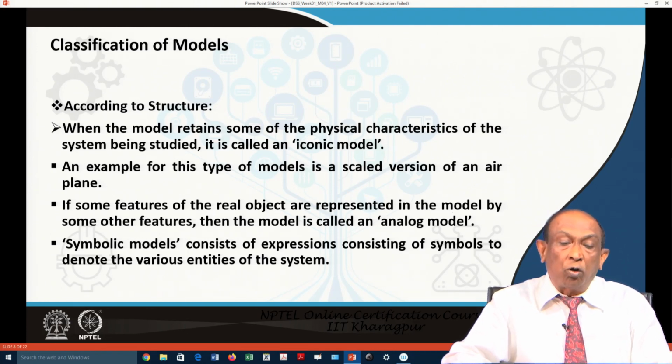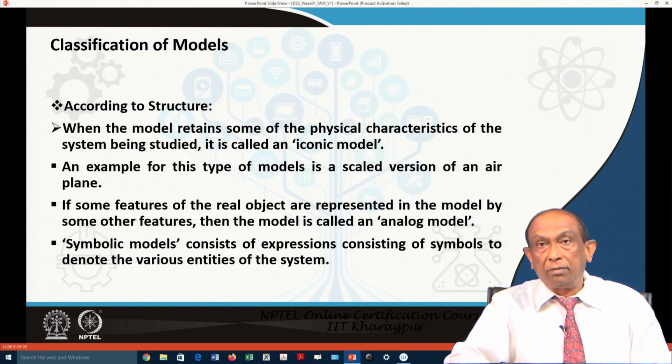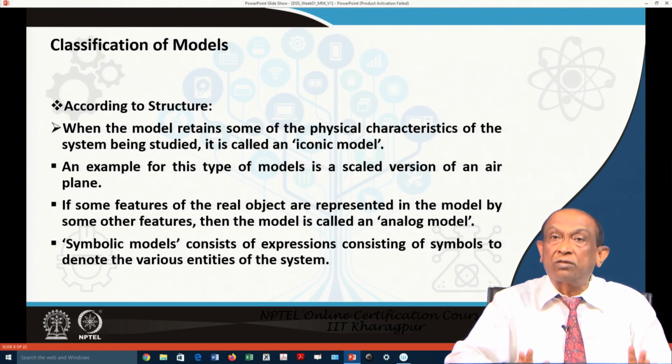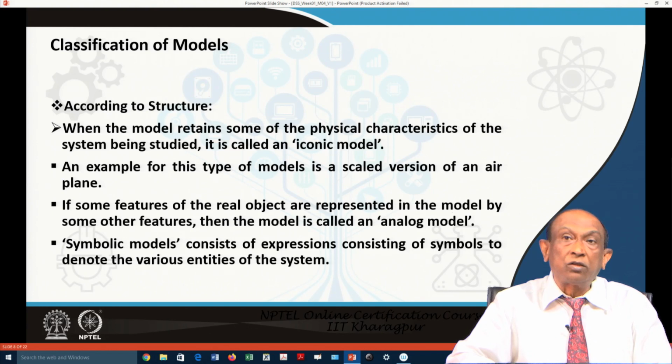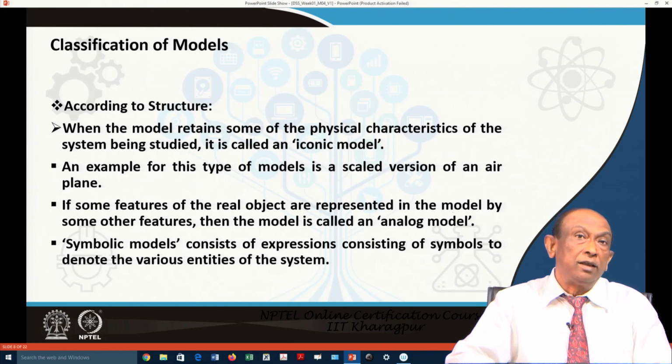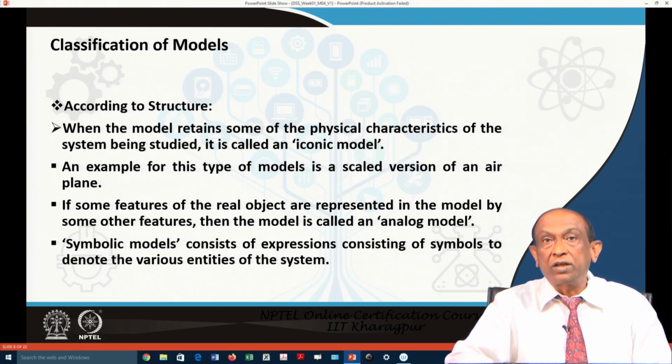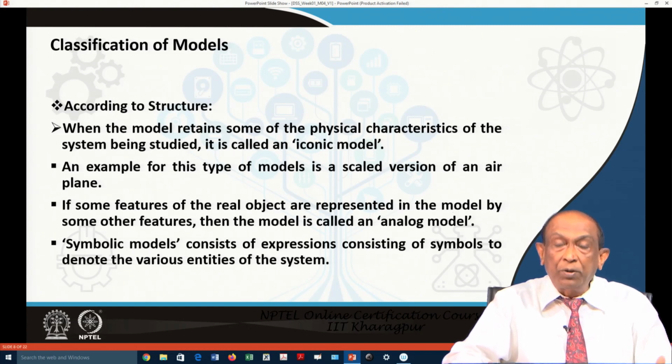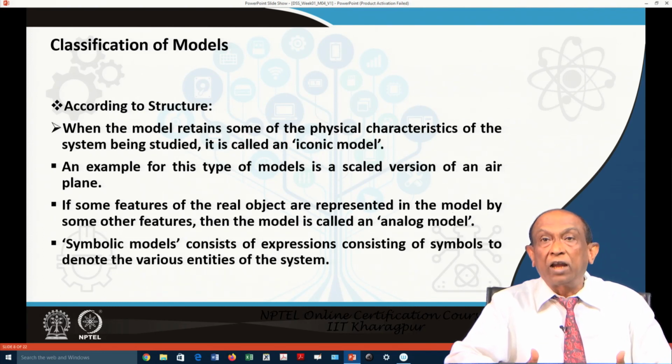Now, we classify models according to the structure. When a model retains some of the physical characteristics of the system that we are going to study, it is called an iconic model. So, an iconic model retains some of the physical characteristics of the system that we are going to study. An example for this type of model is a scaled version of an airplane.